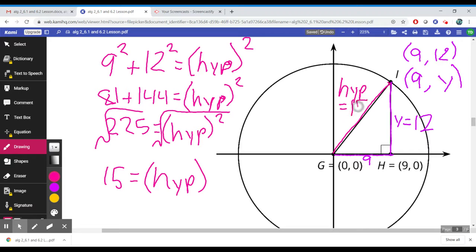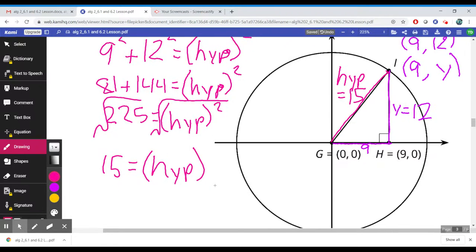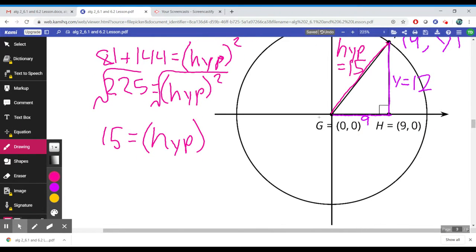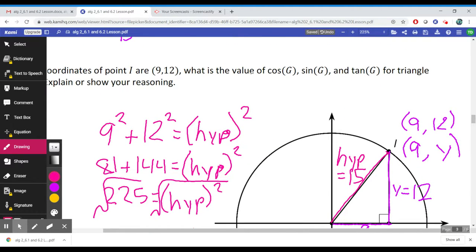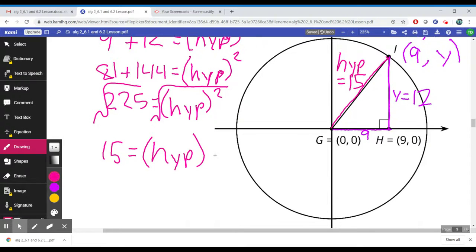So my length here will be 15. So now we know all of our sides. Our first leg has length 9, our second leg has length 12, and our hypotenuse has a length of 15. So we want to find out what the value of cos G, sine G, and tangent G are.